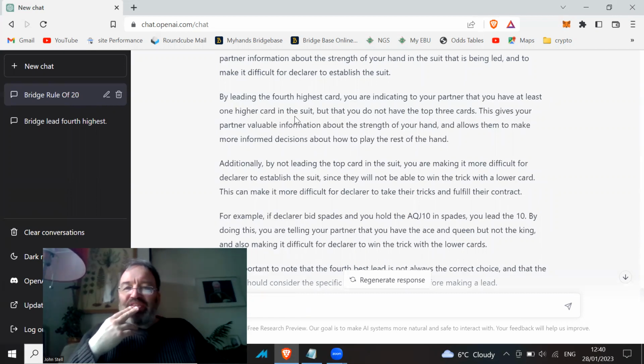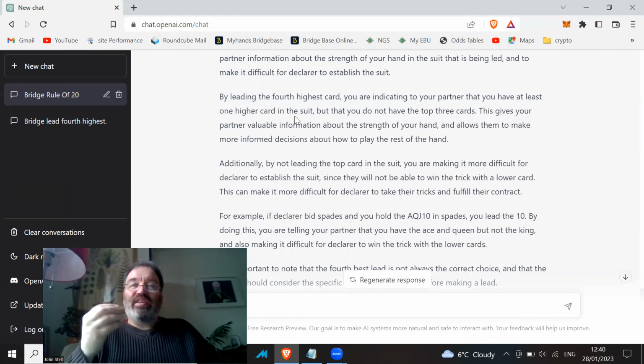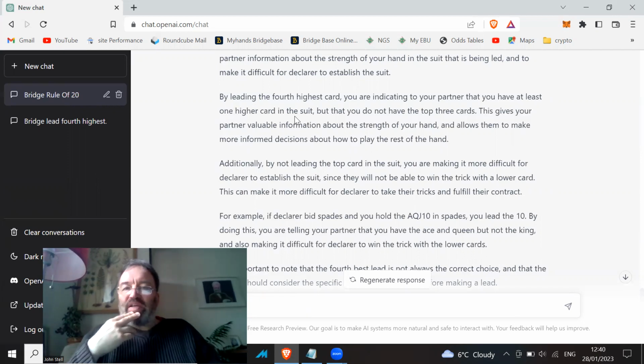But you do not have the top 3 cards. Well, okay, yeah, you wouldn't. So if you had ace, king, queen, 2, you wouldn't lead the 2. This gives your partner valuable information about the strength of your hand and allows them to make more informed decisions about how to play the rest of the hand.